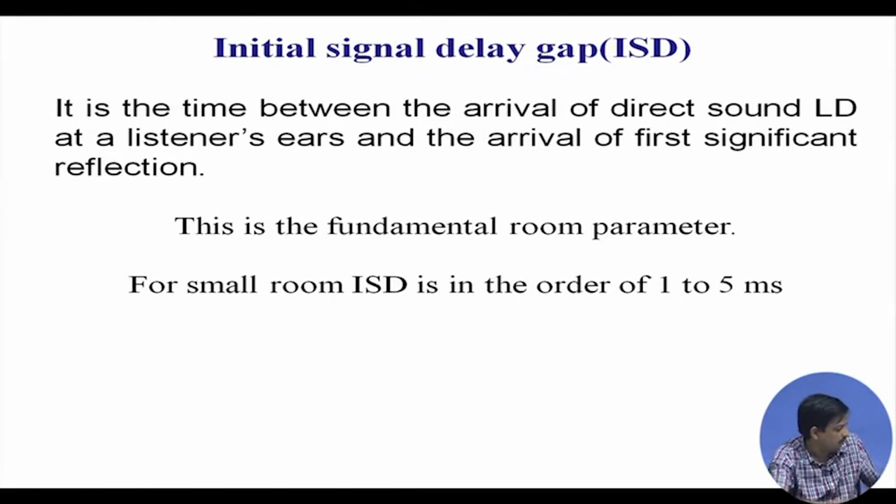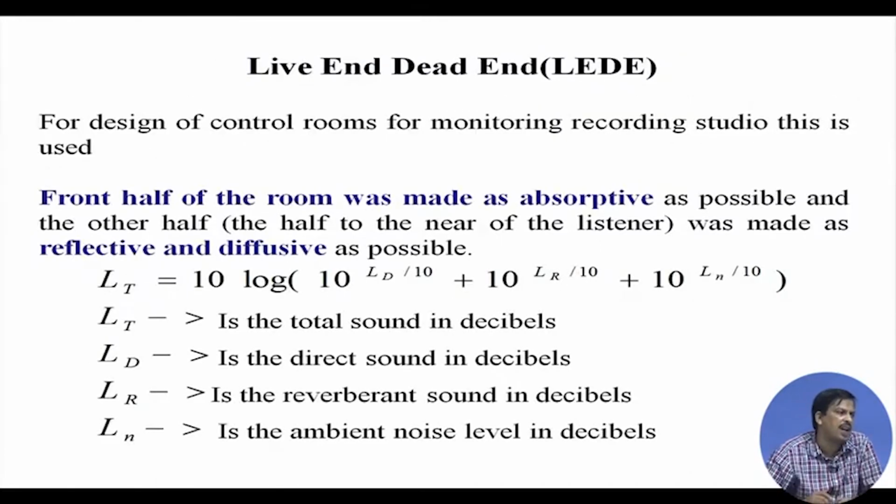Okay. Now, there is another parameter, live end and dead end. For a small room, this parameter is very much useful. Live end and dead end. For the design of a control room for monitoring in a recording studio, this is used. So, the front half of the room is made as absorptive as possible and the other half is made reflective and diffusive. So, in a small room, the front half is absorptive and the other half is reflective.